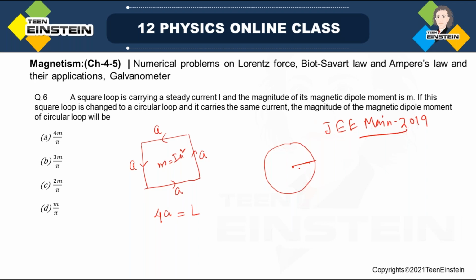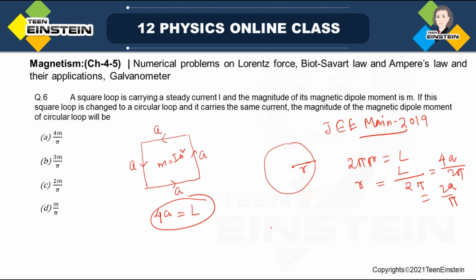And what about this case if I say small r is the radius of this circular loop, which is made out of this square loop itself? So we can write 2 pi r is equal to also L. In other words, we can just find out r, which is L by 2 pi. So what is L? L is again 4a from this, divided by 2 pi. So it will give you 2a by pi.